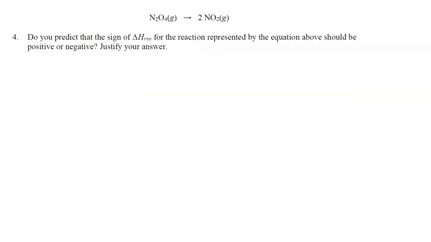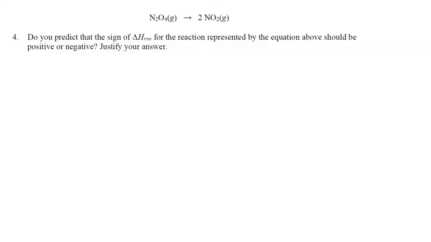In question 4, we are given a chemical equation, and the question says, do you predict that the sign of delta H reaction for the reaction represented by the equation above should be positive or negative? Justify your answer. Now, in many chemical reactions, bonds are both broken and formed, and it can be very complicated. But in this particular chemical reaction, it's very simple. Only one thing is happening at the particle level.